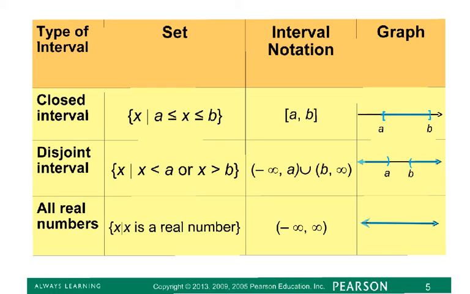And how we're going to state all real numbers in interval notation is this right here, negative infinity to infinity. That's all real numbers. Okay, so let's move on to our first example.